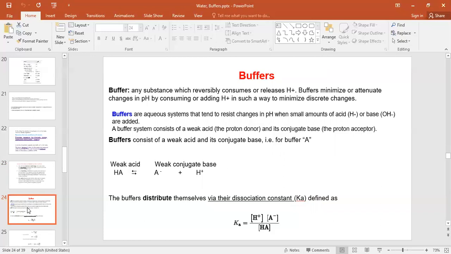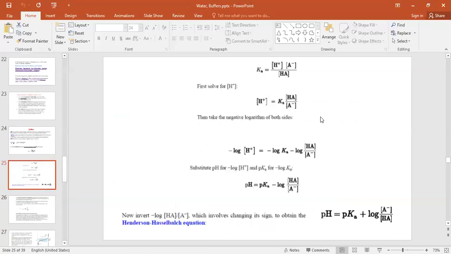Buffers consist of a weak acid and its conjugate base. Weak acids are dissociated partially. Here you see the dissociation of a weak acid HA into its conjugate base, A minus, plus hydrogen ions. The dissociation constant Ka for this weak acid is shown here.